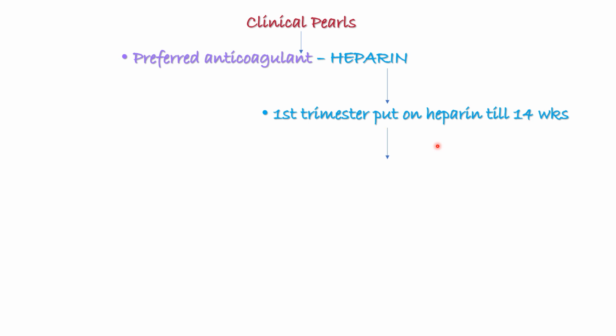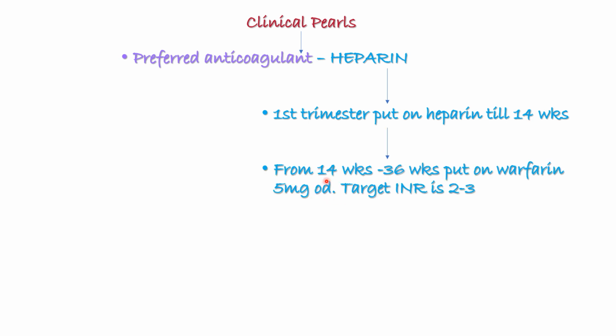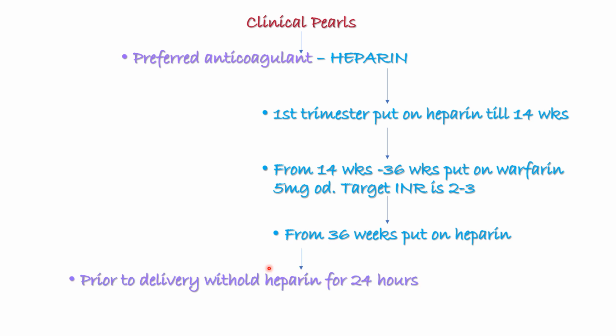From 14 weeks to 36 weeks, you put the patient on warfarin 5 mg OD, and your target INR is 2 to 3. Are we okay up to there? Warfarin crosses the placenta and predisposes the fetus to fetal hemorrhage, or fetal bleeding. From 36 weeks, you put the patient back on heparin, and on delivery you withhold the heparin for 24 hours.